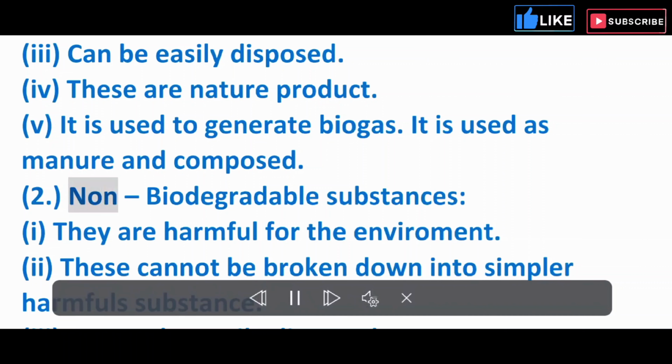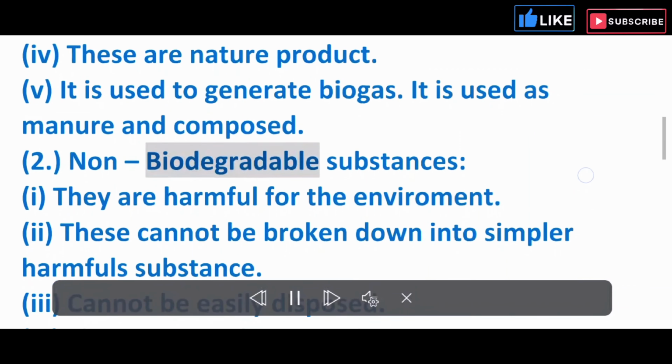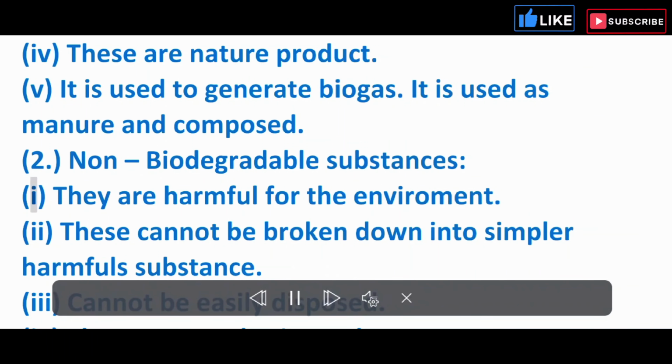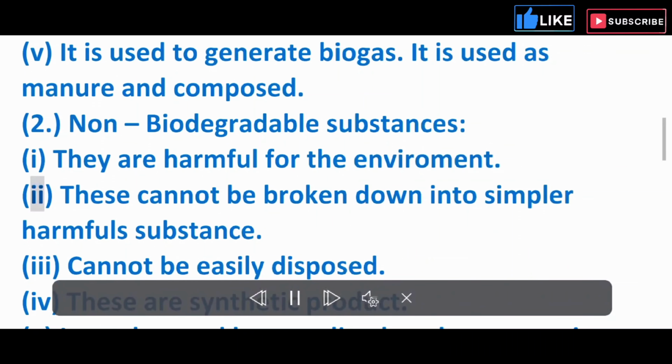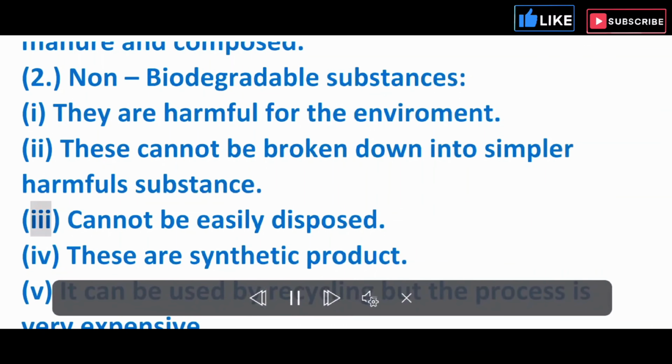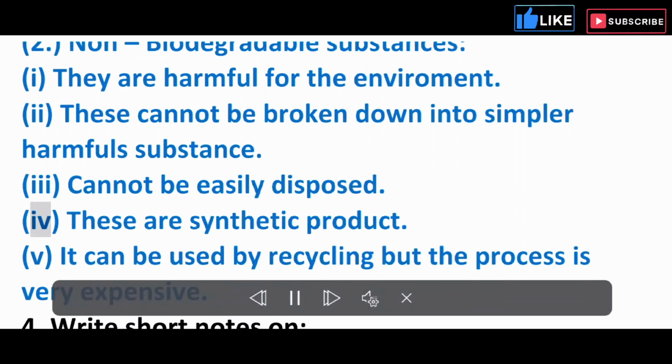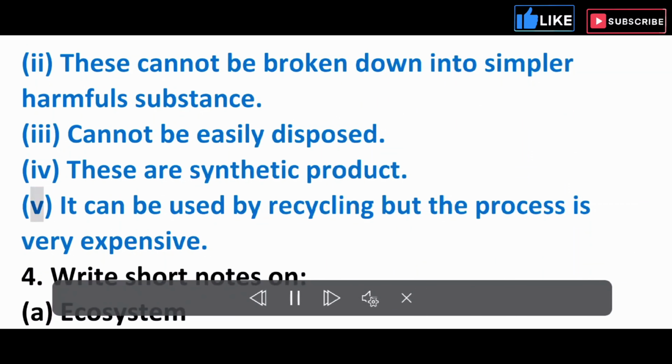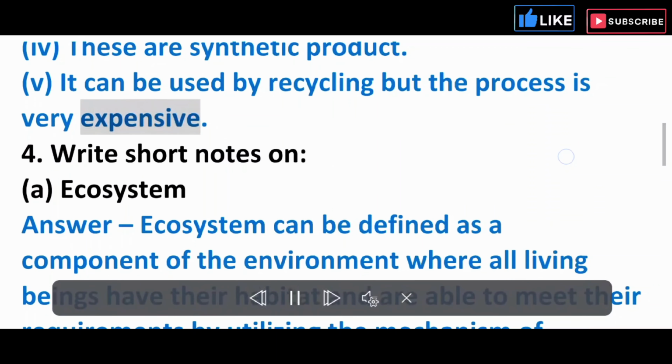2. Non-biodegradable substances. I. They are harmful for the environment. II. These cannot be broken down into simpler harmless substances. III. Cannot be easily disposed. IV. These are synthetic products. V. It can be used by recycling but the process is very expensive.